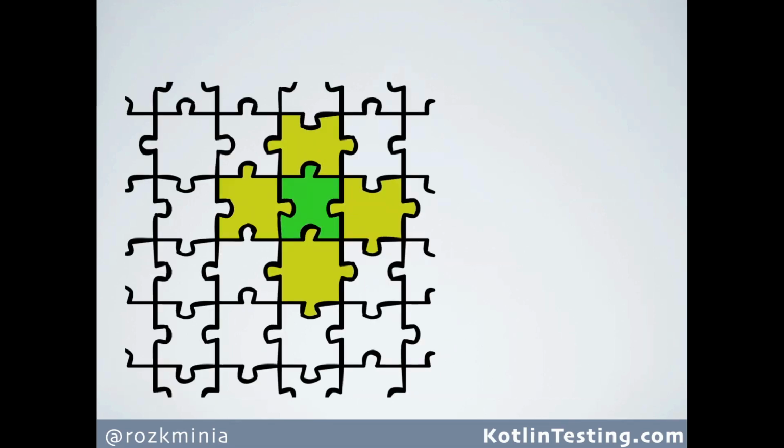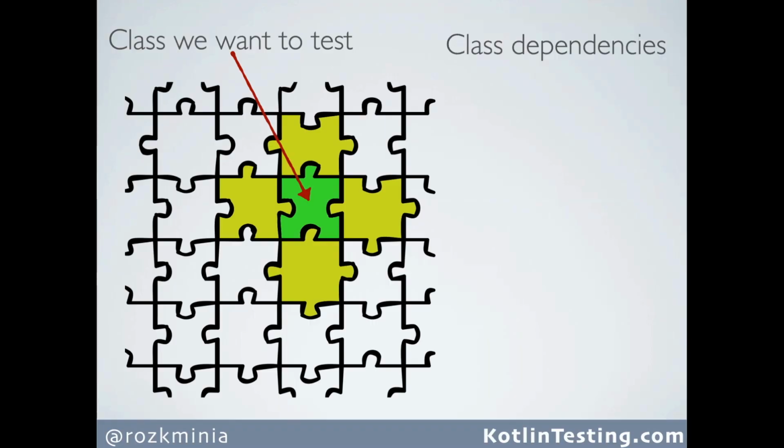Let's take a look at this puzzle. They represent some kind of software system where each puzzle is some component. As you can see, they are somehow connected. While we are focusing on the class we want to test, we should take care of its direct dependencies, marked in yellow. And in unit tests, we don't care about other components that are not strictly bound to the system under test.